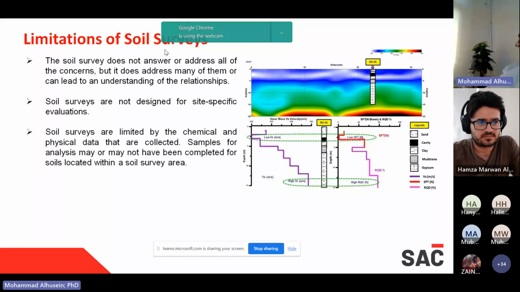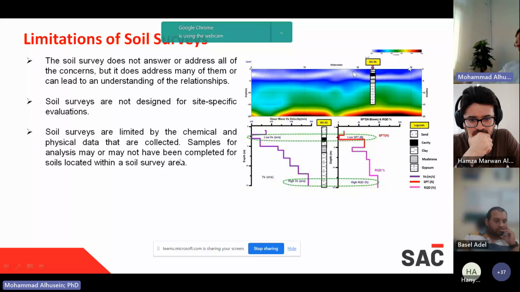So the soil survey does not answer or address all of the concerns, but it does address many of them, or can lead to an understanding of the relationships. That's what happened, for example. See these results, the combination, the interpretation of the geotechnical and the geophysical together. This is the geophysical. This is the calibration with a borehole, identifying the same hazards encountered in the geophysical.